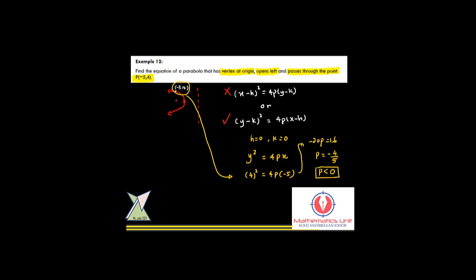Now the question just asks us to find the equation. We just need to substitute the value of p back into this equation. Okay, so we need to draw a conclusion. Therefore, the equation of the parabola is, very simple, y squared equals 4 times negative 4 over 5 x, which is negative 16 over 5 x. So this is the equation of the parabola which satisfies the above situation.